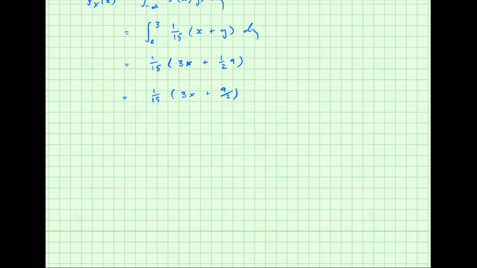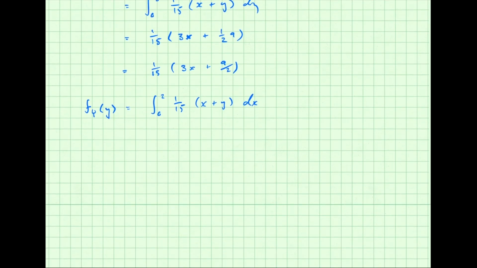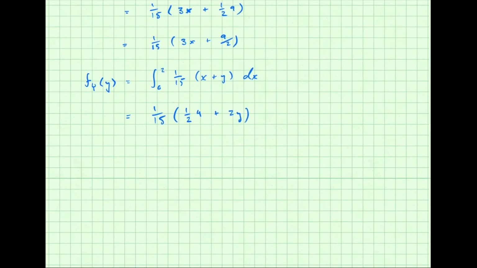All right, and for y, it's just a different integral. So the integration gets clipped from 0 to 2, 1/15 of x plus y, and we're integrating over x. And so this is 1/15 times 1/2 times 2 squared, which is 4, plus 2y. So in other words, 2/15 times 1 plus y. All right.